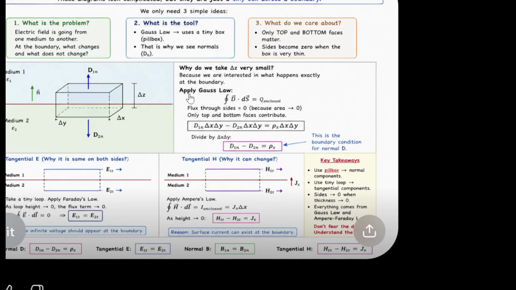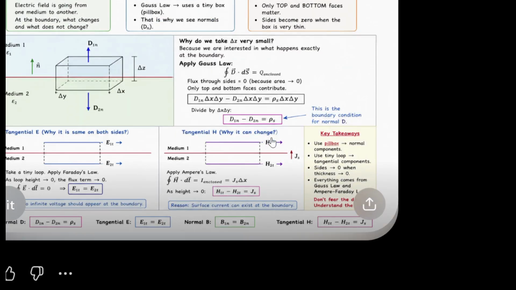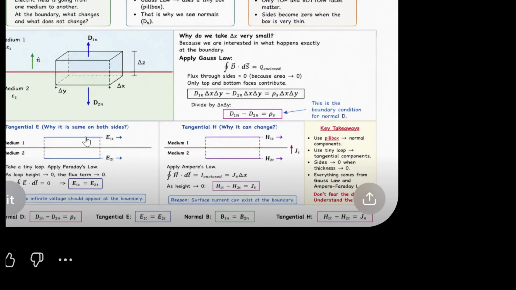Apply Gauss's law. The enclosed flux to the sides equals zero because area Dn delta x delta y minus delta x delta y equals delta x. For this pillbox area we are calculating, it equals rho f delta x divided by this equation. So tangentially, why is it the same on both sides?